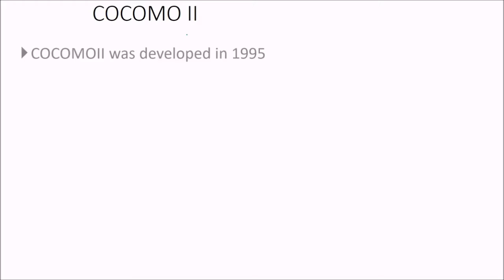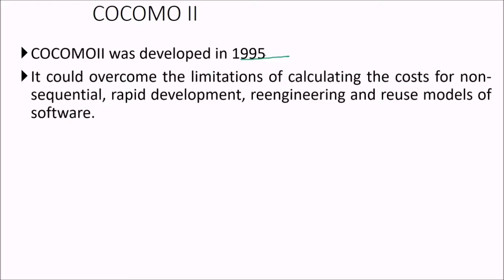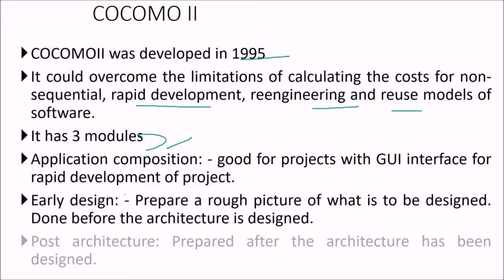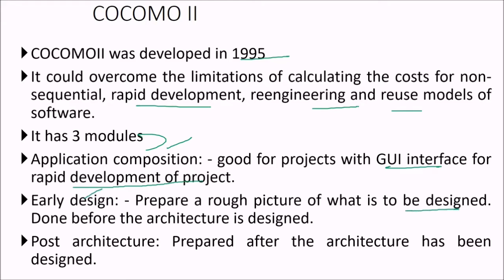Then we come to COCOMO 2. COCOMO 2 was developed in 1995. It could overcome the limitation of calculation of the cost for non-sequential, rapid development, re-engineering, and reuse models of software. It has 3 modules: application composition, early design, post-architecture. Application composition is good for projects with a GUI interface for rapid application development. Early design prepares a rough picture of what is to be designed, done before the architecture is designed. And post-architecture is prepared after the architecture has been designed.